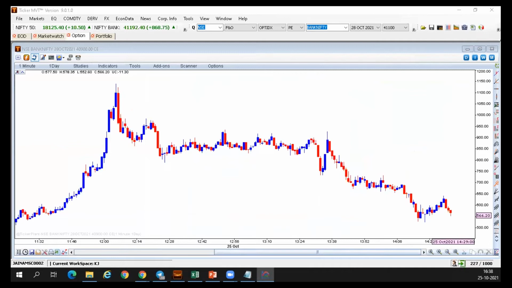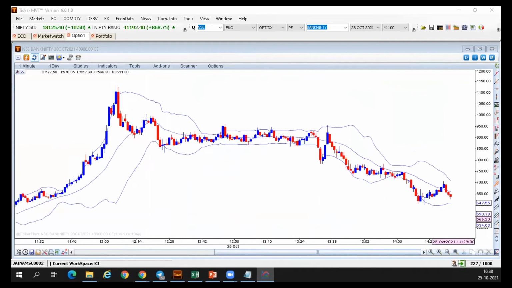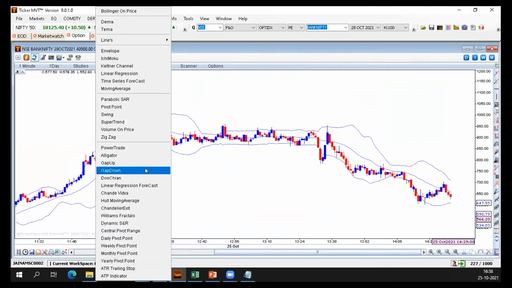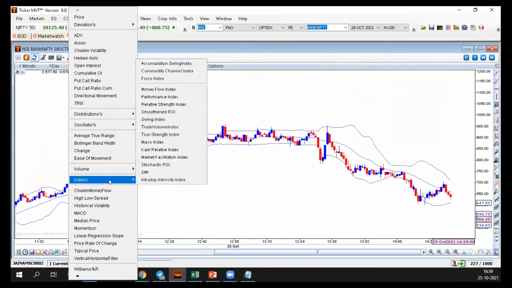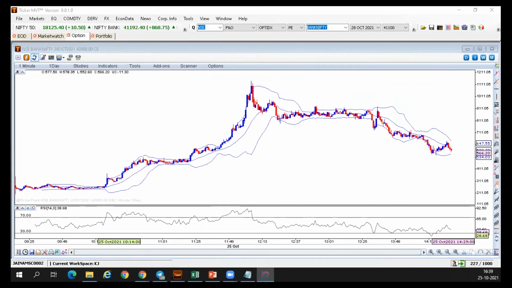I am putting Bollinger Band. I am putting RSI also. So this is a very live example, today's trade only. Probably you people have a thought that these are old trades, and wonder how they work. So I'm giving you a live example.